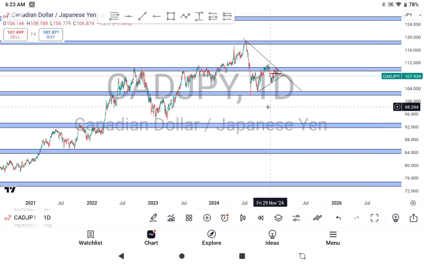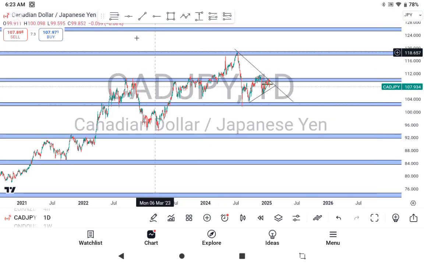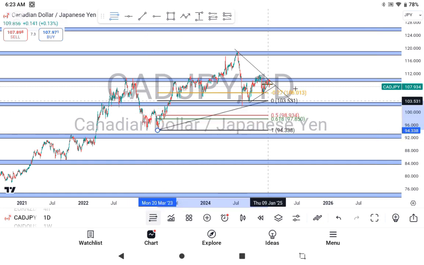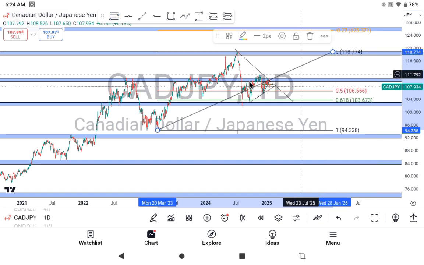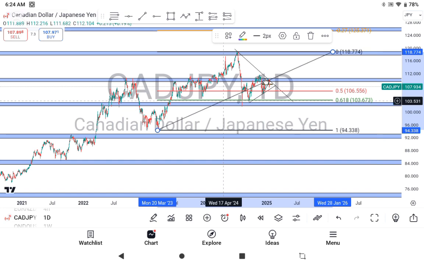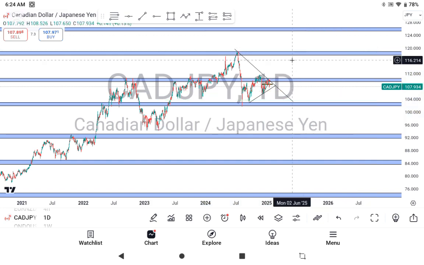Now I use the Fibonacci again from this swing low right here to the swing high. So the Fibonacci retracement is pointing right here to this key level of support to balance before pushing to the upside right here, and this is the next Fibonacci level target for CAD JPY. So let's go to the daily time frame. We are on the daily time frame already.